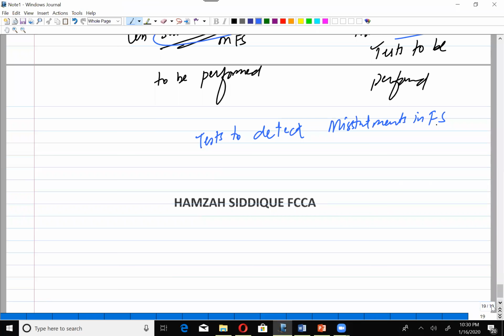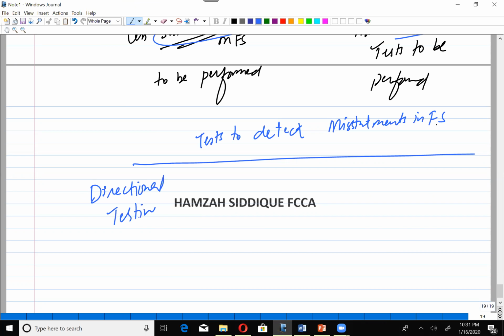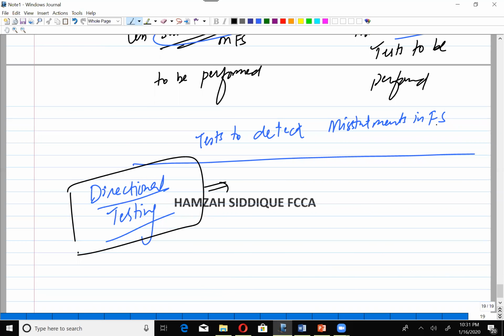Now, the next audit methodology is directional testing. Students, this is performed when the auditor performs detailed substantive tests on financial statements, which I have told you about. It is part of that: detailed substantive tests on financial statements, which the auditor is performing.